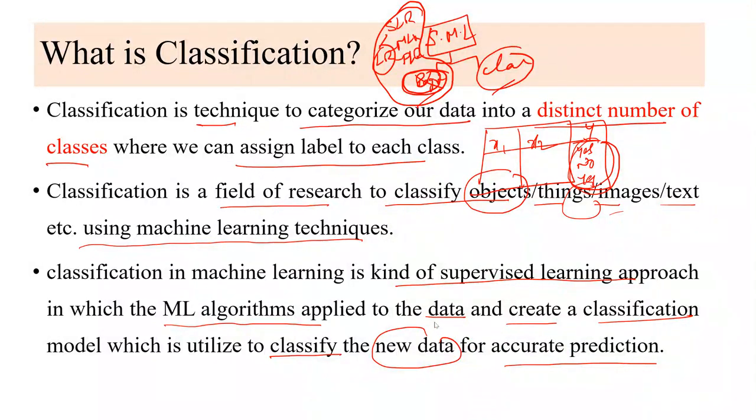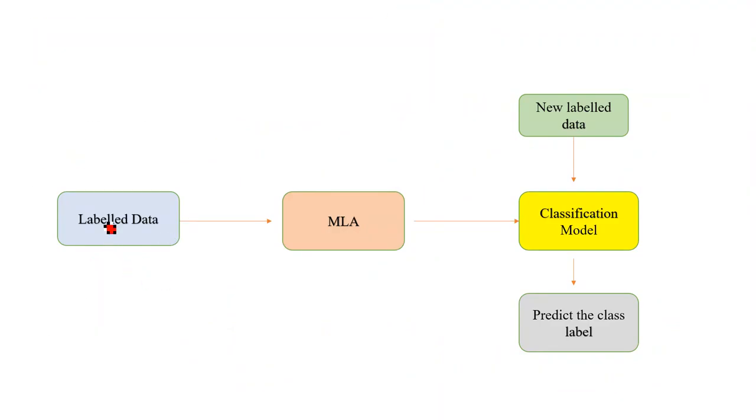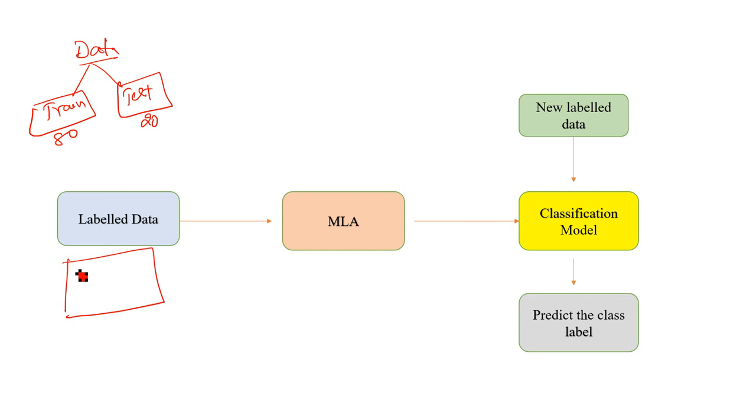This is labeled data. Data can be divided into two types: training data and test data. We divide 80% of the data for training, and the remaining 20% is used for testing purposes. Labeled data means both input and output variables exist, so here x1, x2 and this is y. This is the 80% of training data, and we have to train on it by using machine learning algorithms.